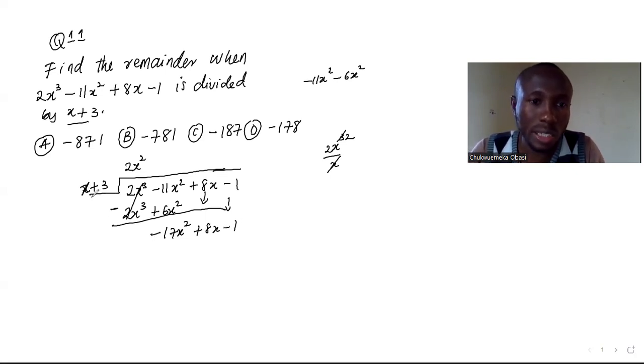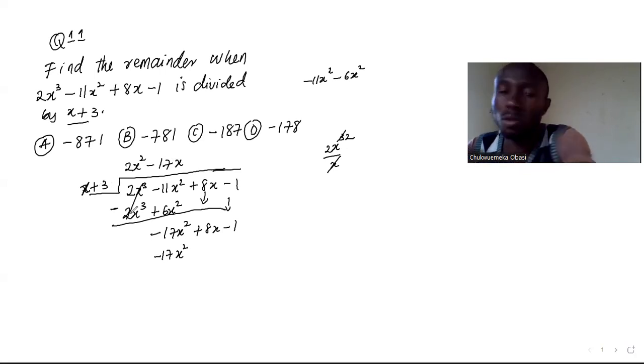All right, so we go again. This x divides these terms. When x divides, it reduces x squared to just x, so we have minus 17x. This will multiply the divisor: minus 17x times x gives minus 17x squared. Then minus 17x is going to multiply 3.